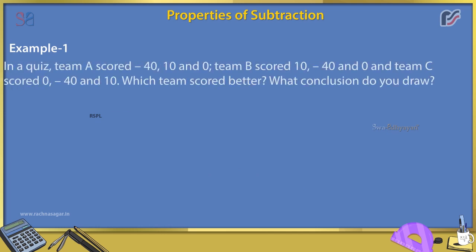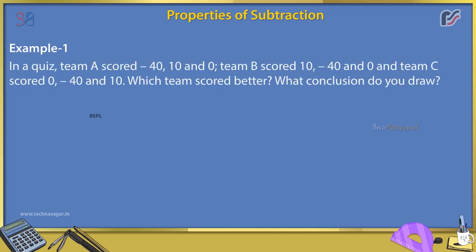Example 1. In a quiz, Team A scored -40, 10 and 0. Team B scored 10, -40 and 0. And Team C scored 0, -40 and 10. Which team scored better? What conclusion do you draw?